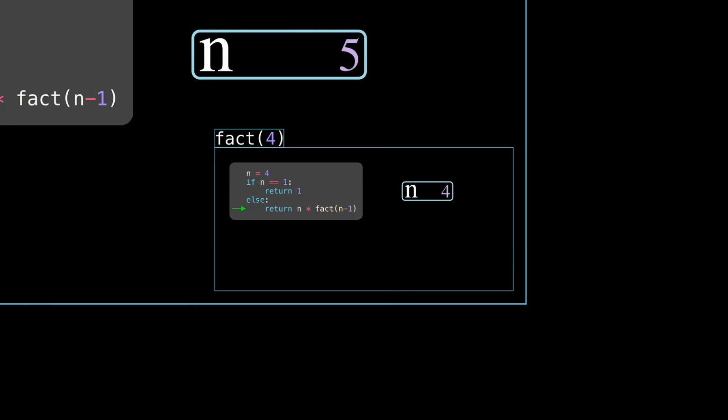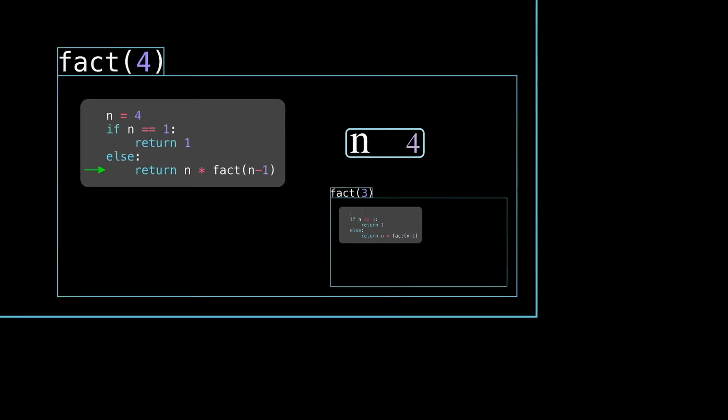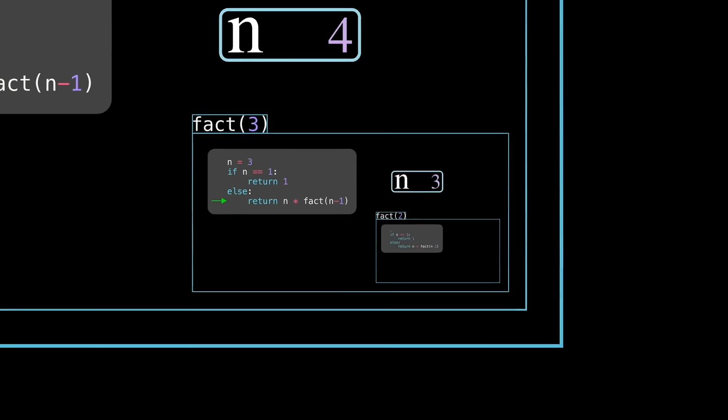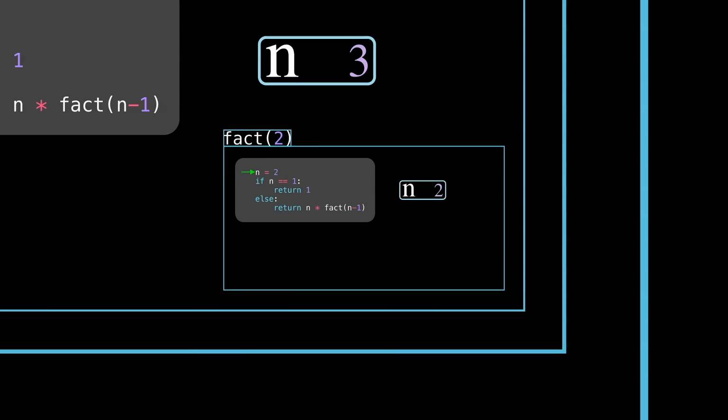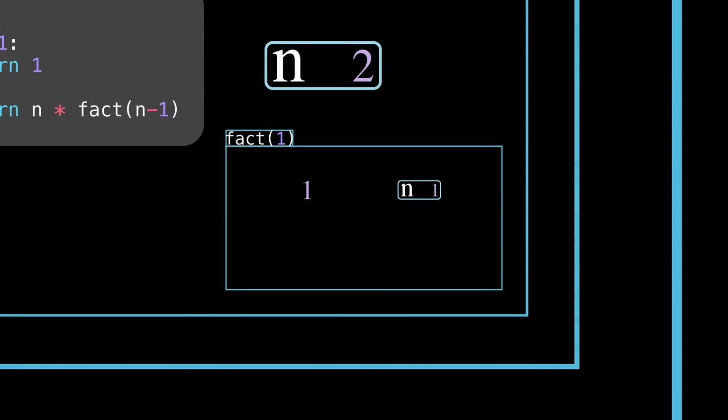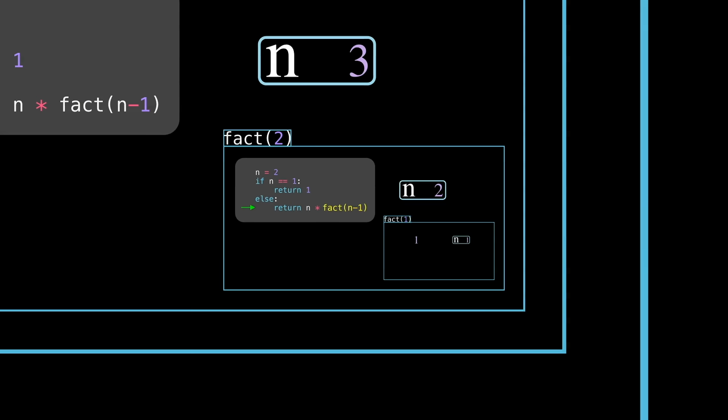It's calling n times fact of 3. So it opens another function frame with an input of 3. Similar logic happens here. Fact 3 is going to call n times fact 2. And fact 2 is calling fact of 1. Okay, here the if statement finally passes. We hit the base case. The function frame returns 1. But what do we do with this value 1 here? It's getting sent back to its parent function frame here.